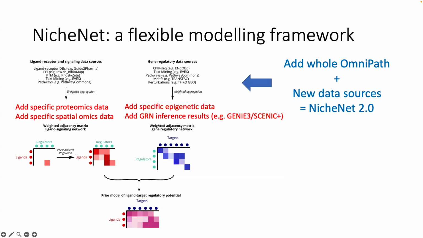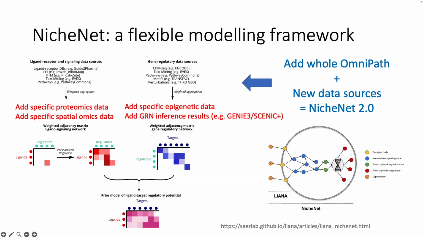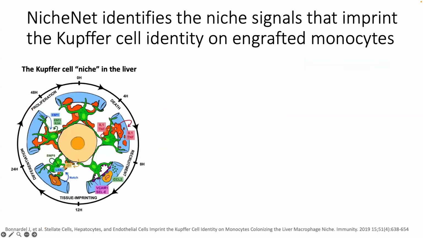So we also have a new version of NicheNet. We added the whole OmniPath databases, many more signaling data sources as well. NicheNet can also be combined with general frameworks like LIANA. There's a tutorial here. It's a collaboration with Julio's lab, where we give a tutorial on how to combine NicheNet, which does all this intracellular signaling, with the general LIANA database. Not going to go further on that.